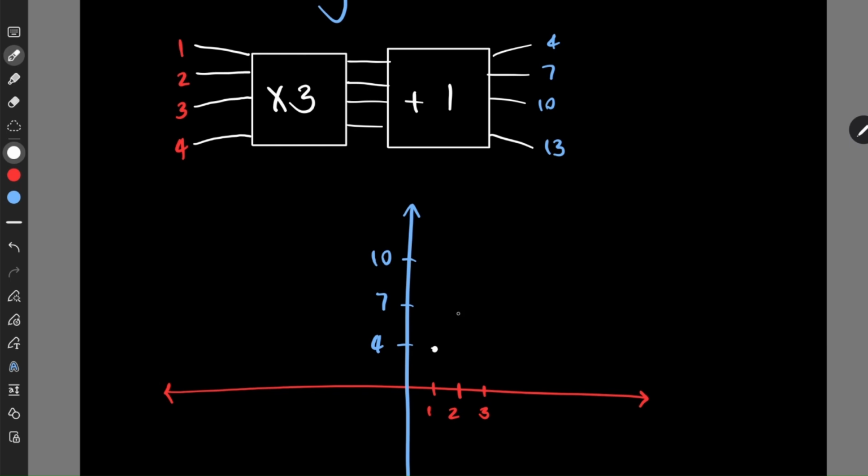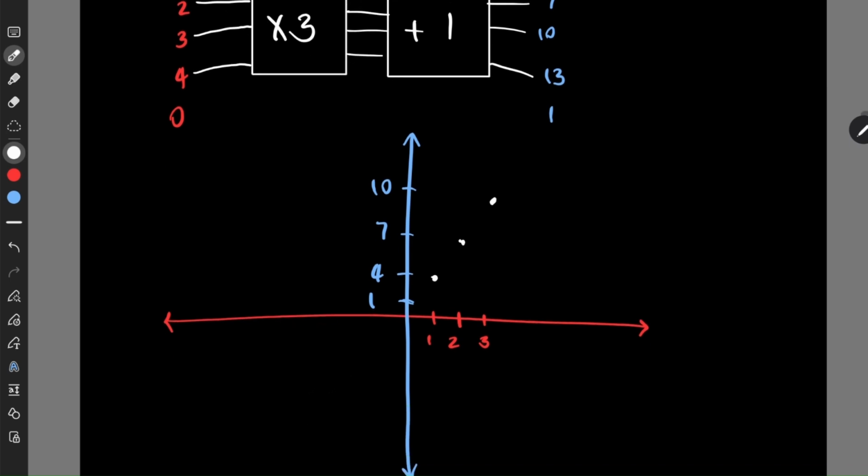2 and 7, we put a point there. And then we have 3 and 10, put a point there. And then I should have also added 0. So let's just imagine what would happen. 0 times 3 is equal to 0, plus 1 is equal to 1. So there's going to be 1 here, and it needs to go through that point. So let's just shift this thing, because this thing is not drawn perfectly, not drawn to scale.